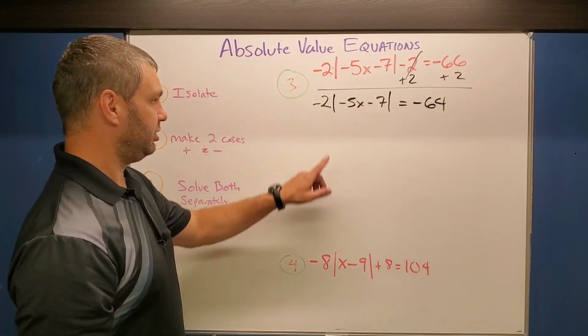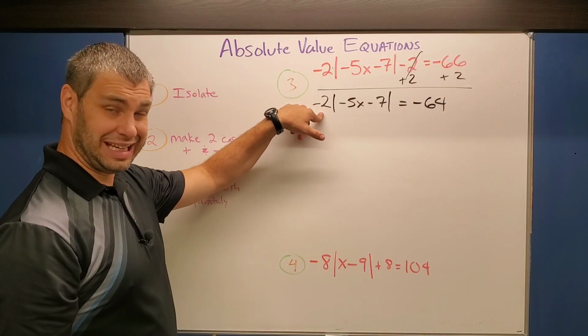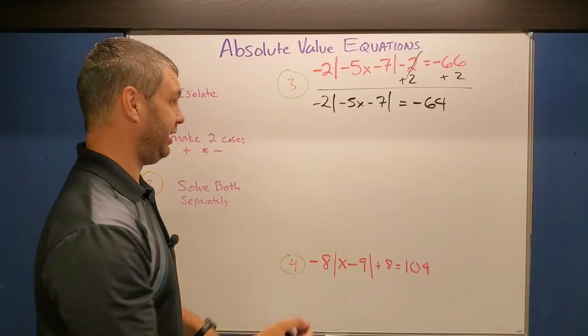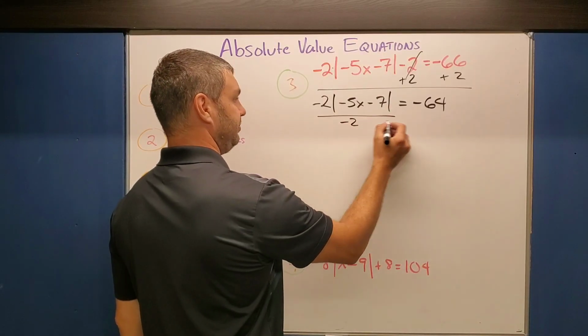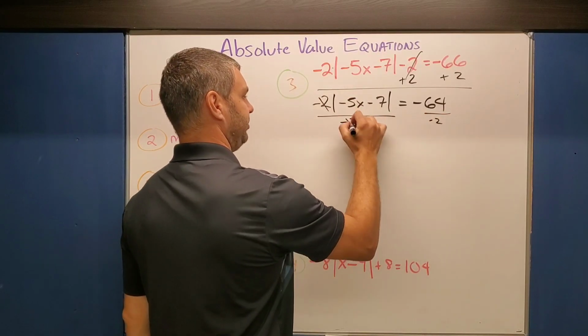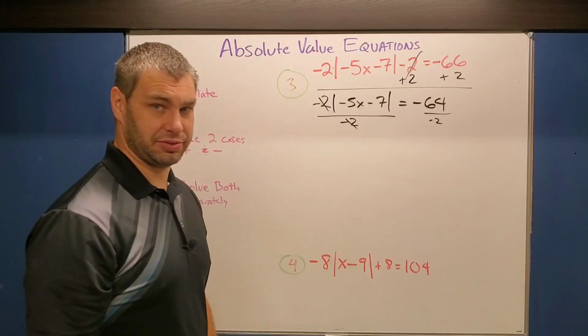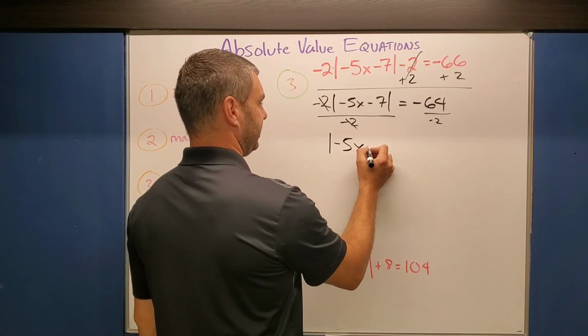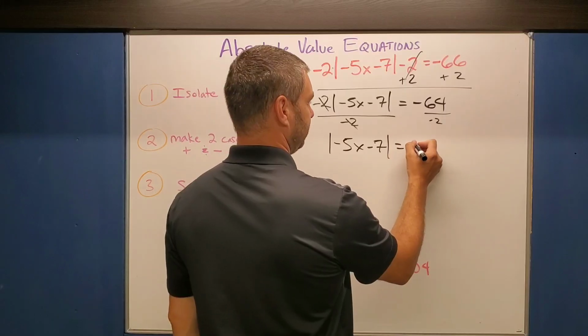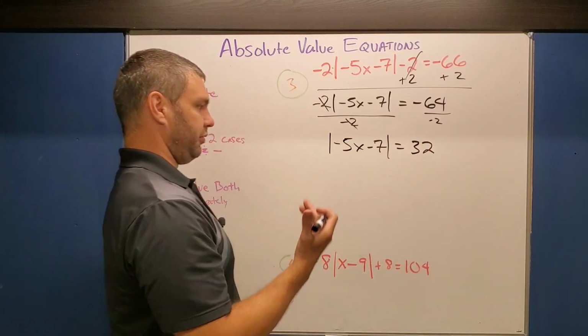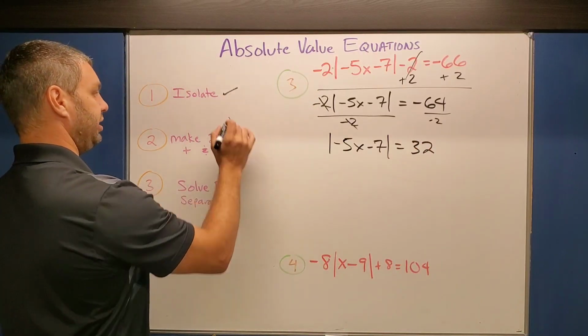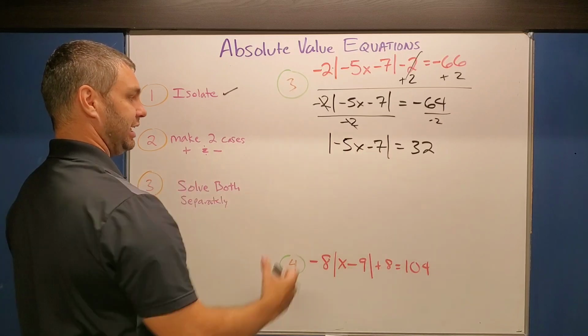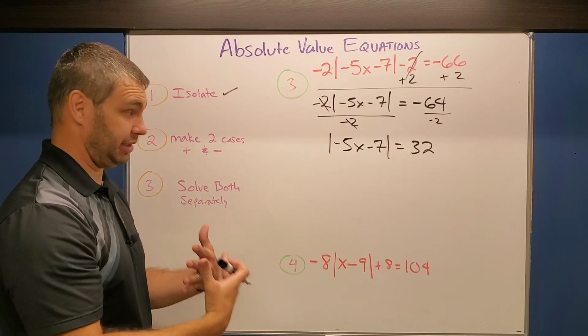Just like before, we have to move this negative 2 on the outside by dividing it. We cannot distribute it in. That's going to be good because now it gives me a positive 32 over here. So I have the absolute value of negative 5x minus 7 equals positive 32. So finally, my absolute value bars are isolated. There's nothing on the outside of those on that side of the equal sign.